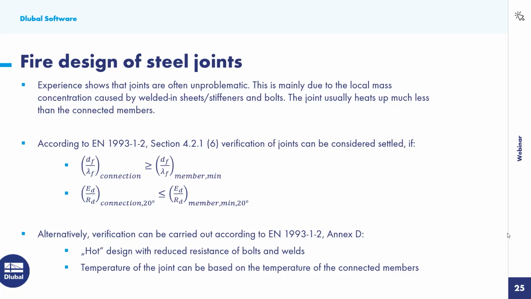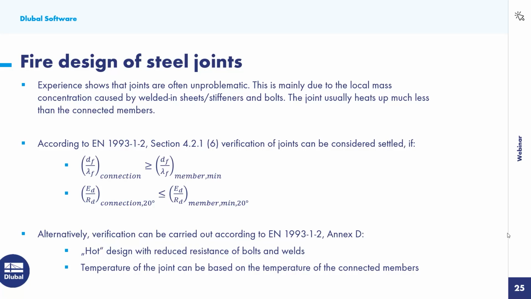As a consequence, Eurocode 3 Part 1.2 provides very simple rules for the verification of joints that you can leverage under elevated temperatures. And I think this is sufficient in many cases. So under section 4.2.1, it says that the verification of joints can be considered settled if the fire protection system used for the joint is equivalent or better than the fire protection system of the joint members.